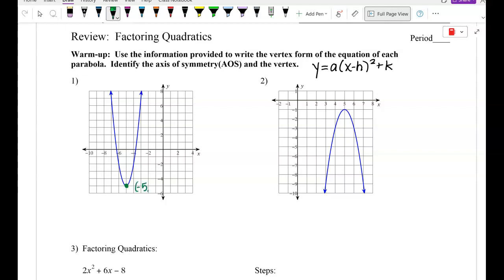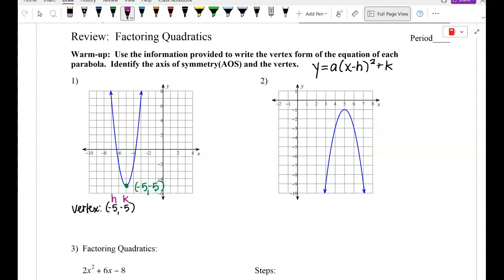-5, -5. So my vertex, the ordered pair, -5, -5. And again, the significance there is that represents h and k in my vertex form. So that's giving me two of the three numbers I'm missing.